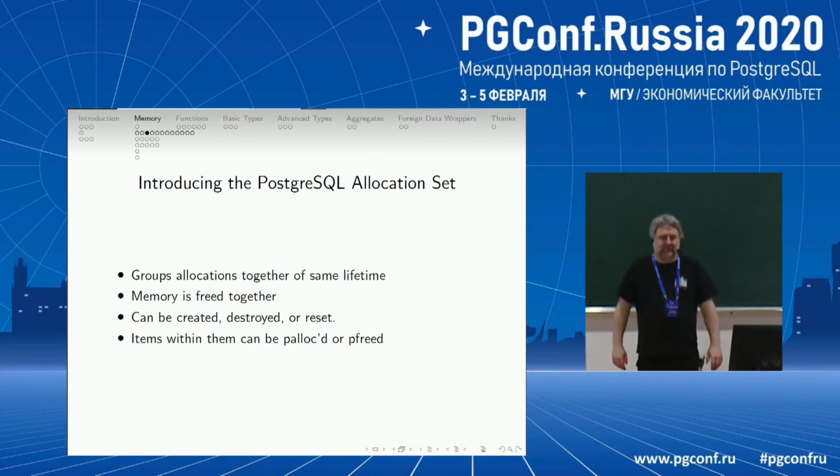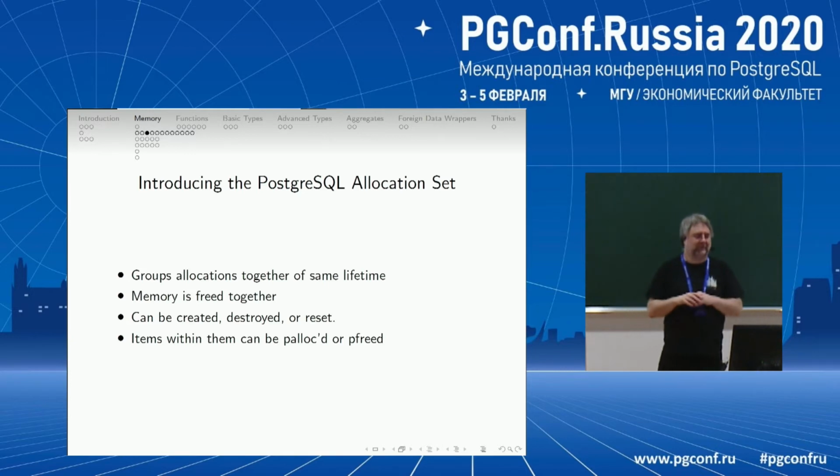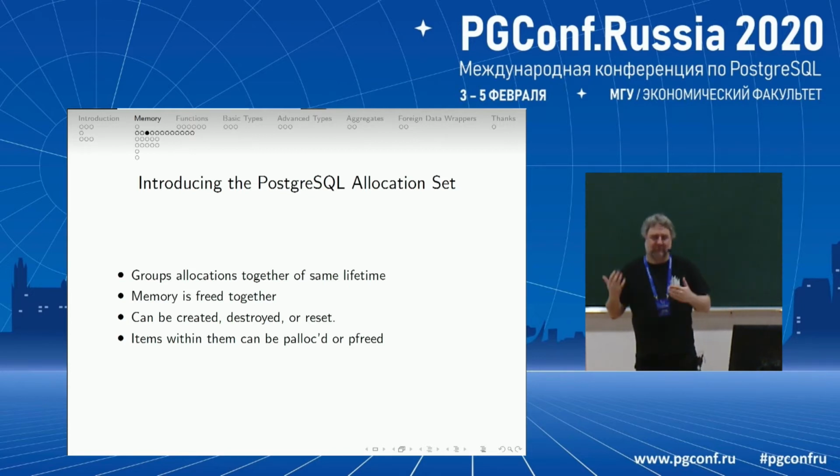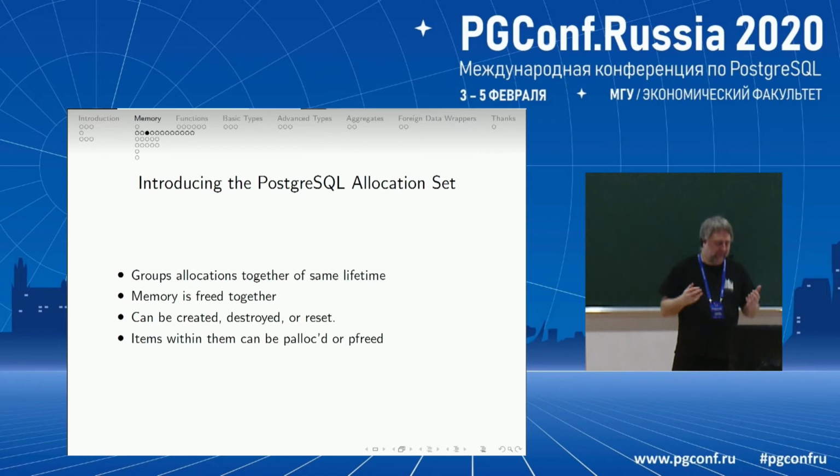So Postgres gives us a really important tool for handling this. It's called the allocation set. Now, an allocation set is basically a variable length series of buffers which have a managed lifetime. Okay? We could manage that lifetime. We could let Postgres manage that lifetime. We'll talk about how we let Postgres manage that lifetime. Memory in the allocation set is freed together.